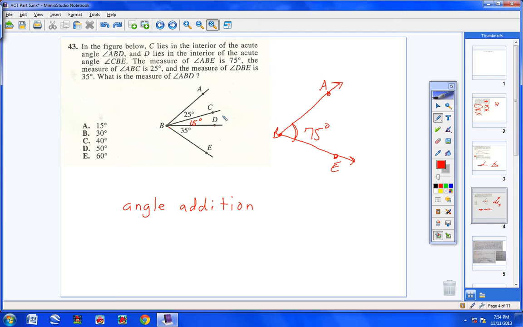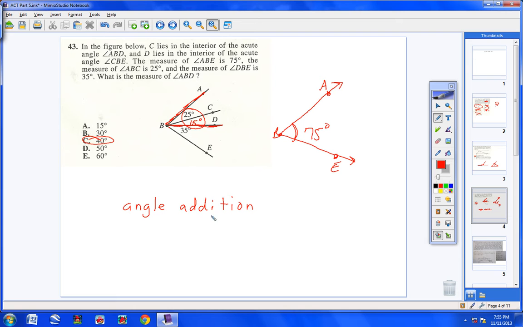Now that you know the measure of this little angle right there, let's go ahead and answer the question. What is the measure of ABD? Well, here's A, here's B, and here's D. Add those two together and you'll get 40. The answer is 40 degrees.